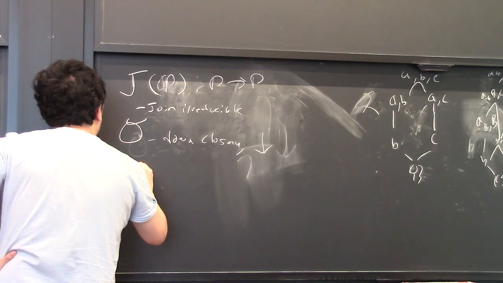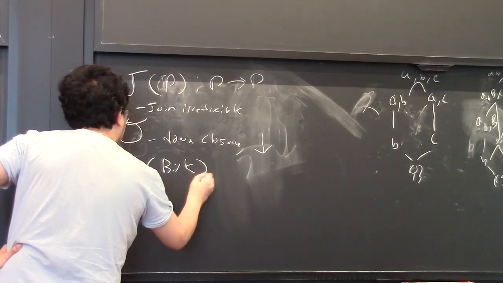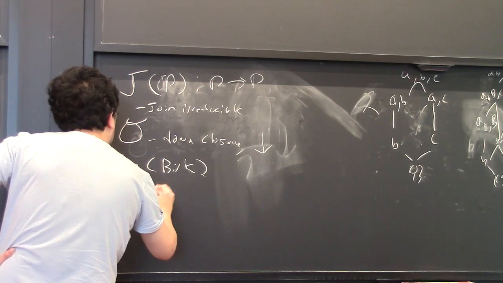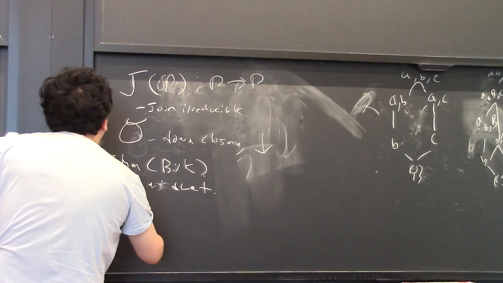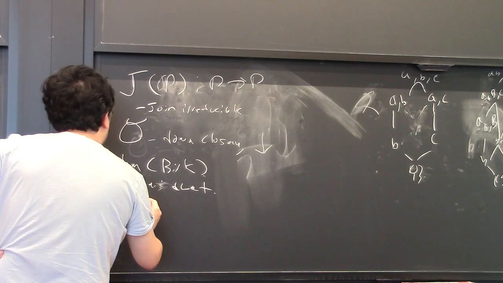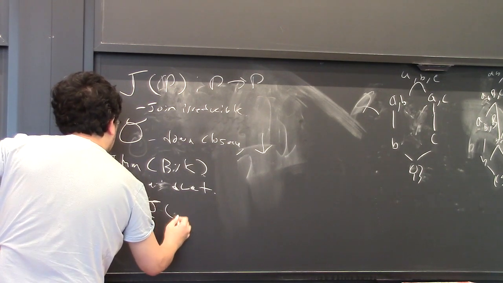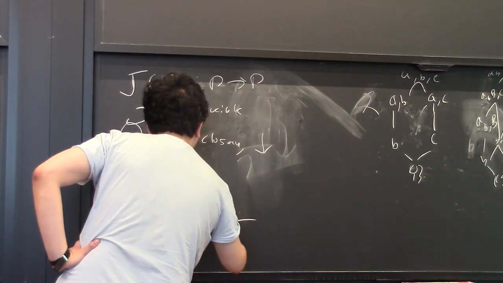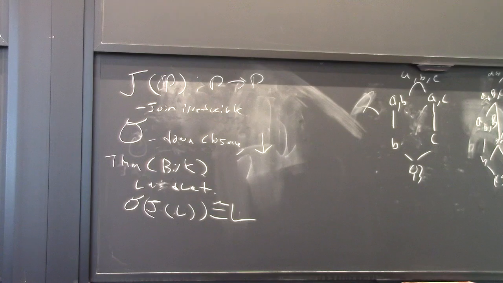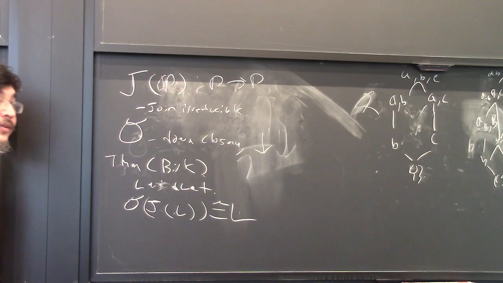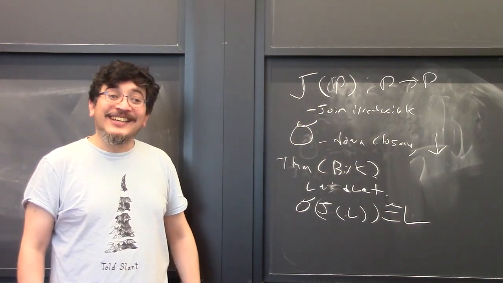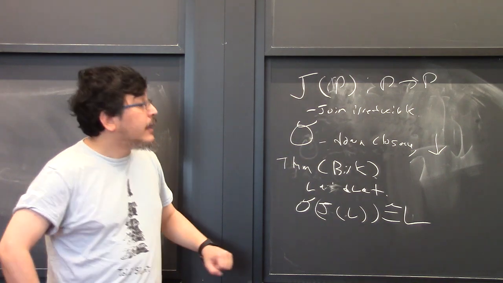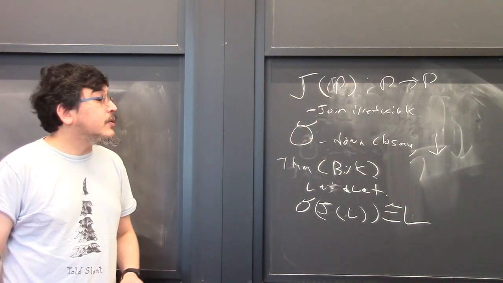Theorem, Birkhoff. For L a distributive lattice, J of L equals L, equivalent to L if you prefer. So that's Birkhoff duality. It actually extends. It says that the category of partially ordered sets is equivalent to the category of distributive lattices. Because every partially ordered set will correspond to a different distributive lattice. Every distributive lattice will have a different collection of join irreducibles that constitute what I would call its basis.